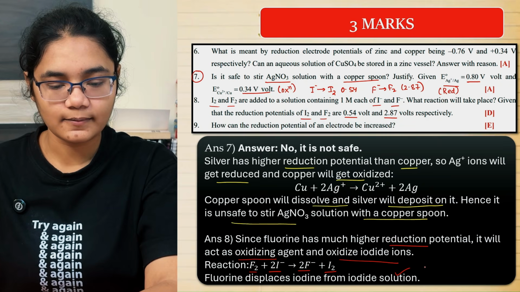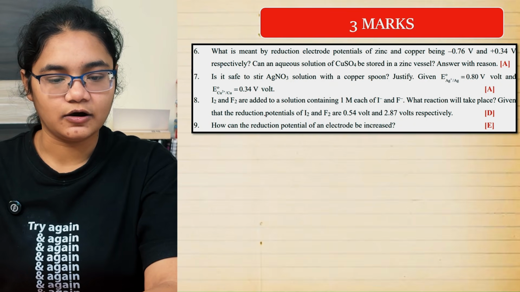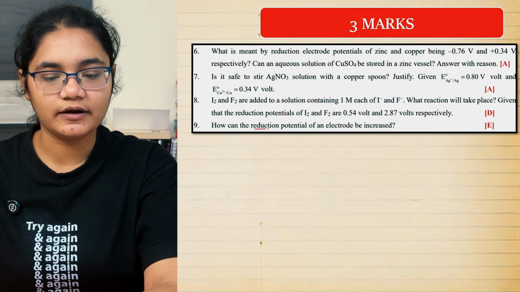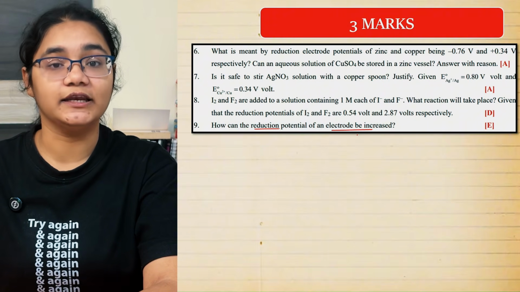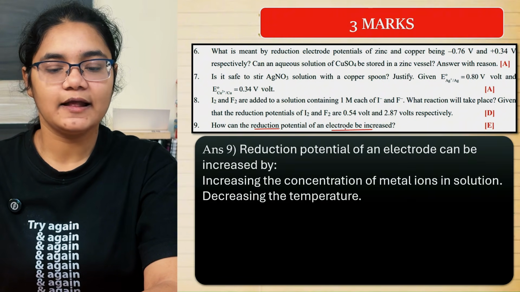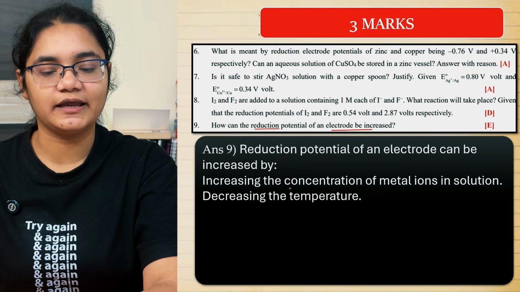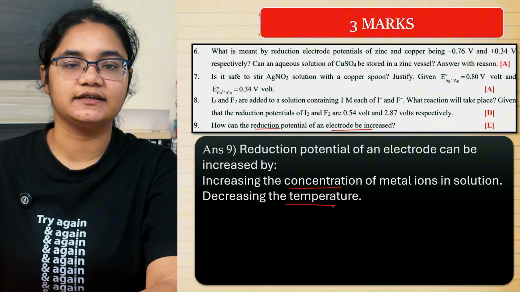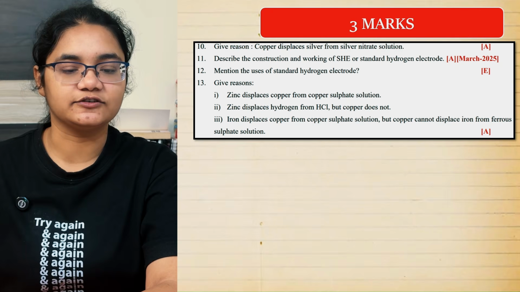Okay, next we will see question number 9 here. How can the reduction potential of an electrode be increased? Okay, so we have already seen that reduction potential can be increased by increasing the concentration and decreasing the temperature. Already we have seen this question.